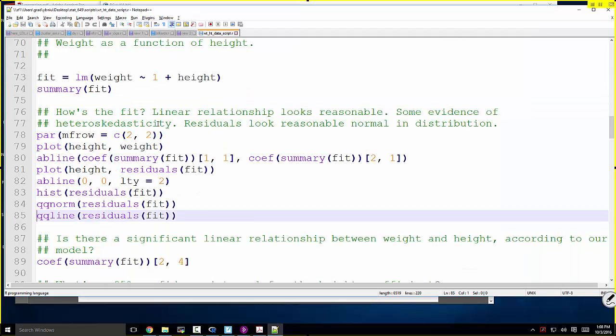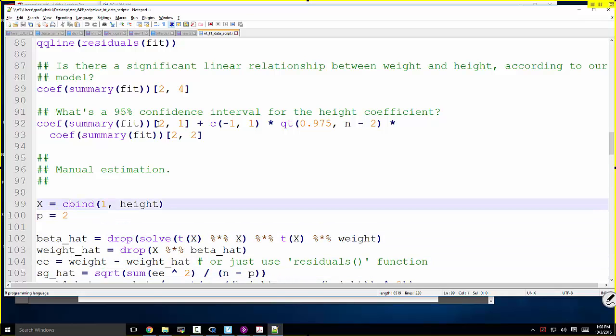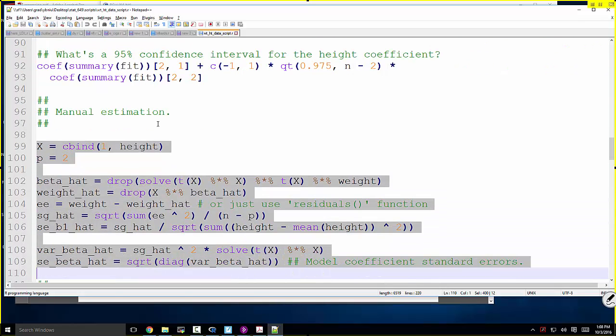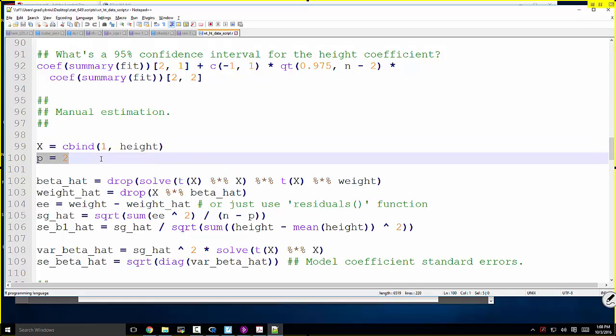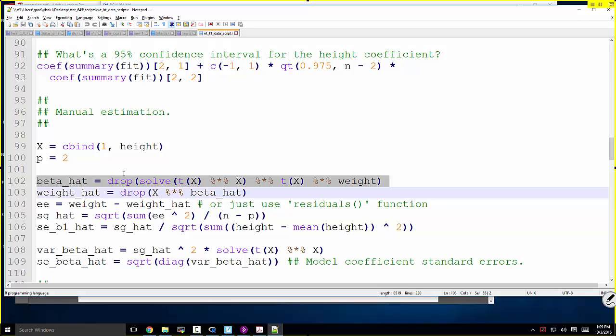And now let's come down here and manually match. I'm just computing some things that manually match. Let me show you what I did here. So capital X is the design matrix. Capital X is a column of ones and a column of the heights. We have p equals 2 coefficients in our model, beta 0 and beta 1. Beta hat is (X transpose X) inverse times X transpose Y.